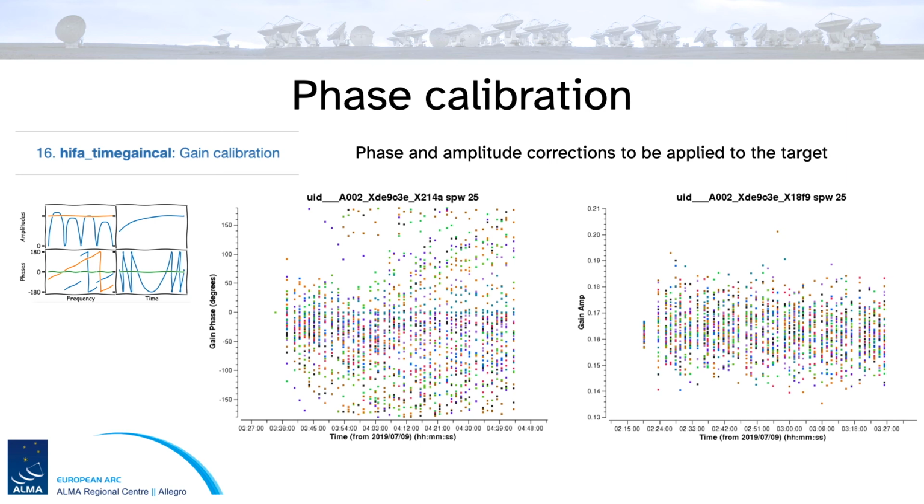Since a gain calibrator is a point source, we expect its phases to be zero as a function of time and frequency, and its amplitude to be flat. The phase and amplitude corrections determined from the gain calibrator are then interpolated and applied to the target. These are plotted in these two images here.